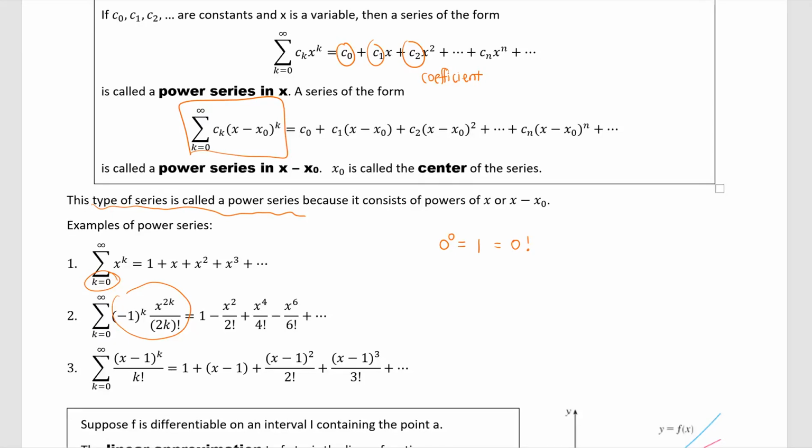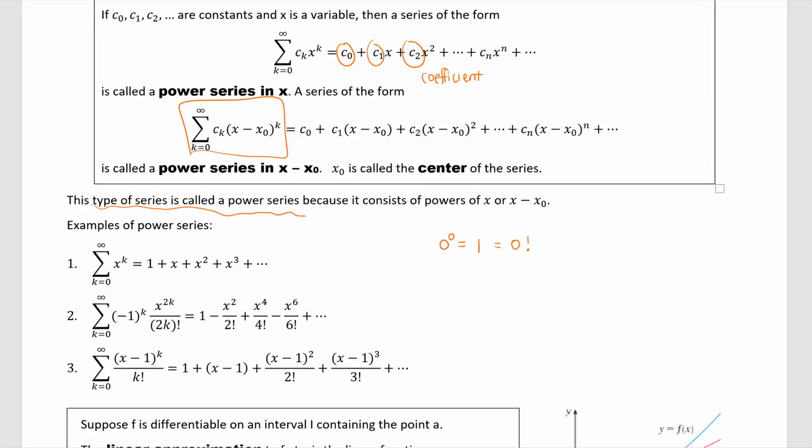And the second term, you can plug in k equals 1. So that's why we get negative x to the 2 over 2 factorial. Okay, and next, when we plug in k equals 2, minus 1 squared becomes plus 1. And then we have x to the 4, 2 times 2 is 4, over 4 factorial. Okay, everybody? How about the next one?